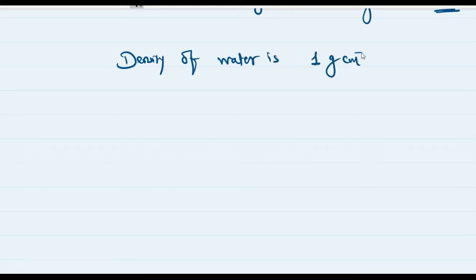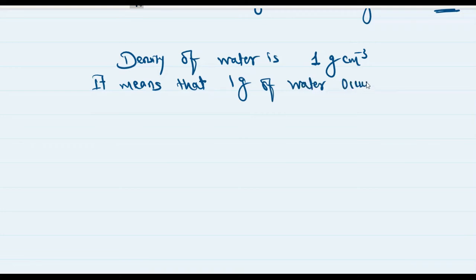What do you mean by this statement? We have to write the meaning of the statement. Density of water is 1 gram per centimeter cube. What does it mean? It means, please note this down, that 1 gram of water occupies a space of 1 centimeter cube.